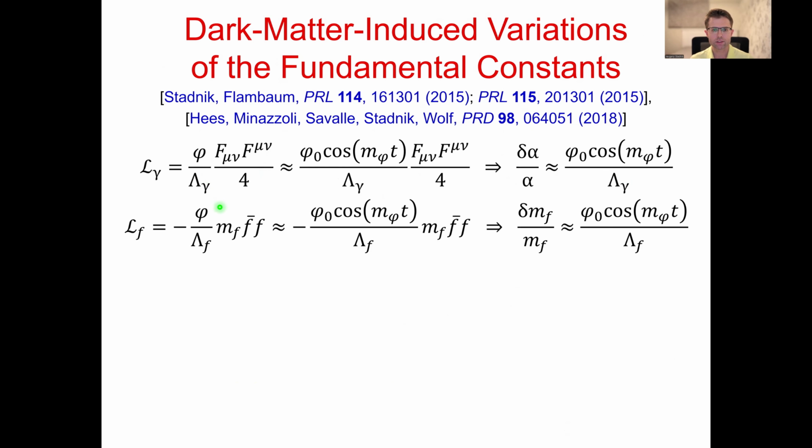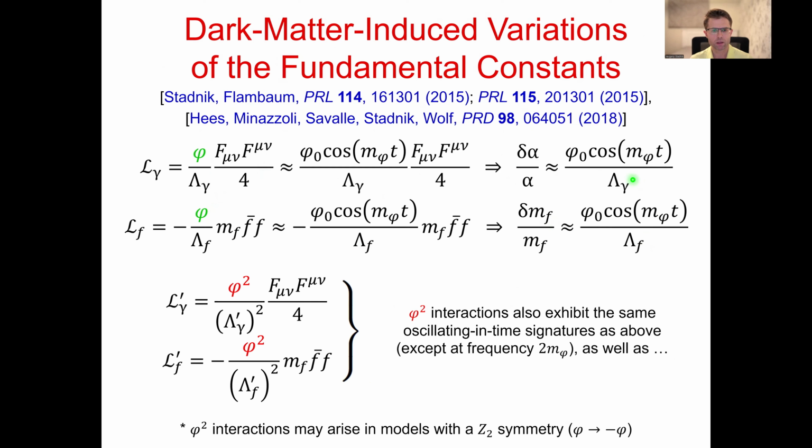We can analogously consider the interaction of an oscillating scalar field phi with some standard model fermion, in which case we would expect to see apparent oscillations in the values of the fermion masses. The difference here is that our new physics energy scale lambda can in principle be different, or also unrelated to the new physics energy scale for the scalar photon coupling above. So apart from these so-called linear phi interactions, we can also have analogous quadratic phi interactions, which may potentially arise if our model has some underlying Z2 symmetry, which would preclude odd powers of the scalar field appearing in the interactions that we write down.